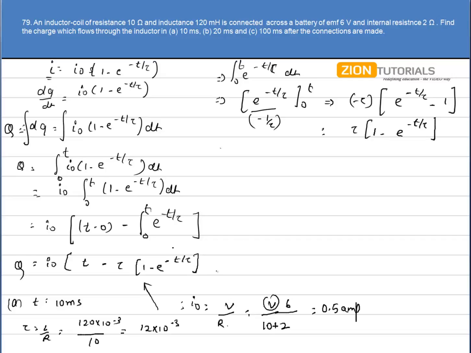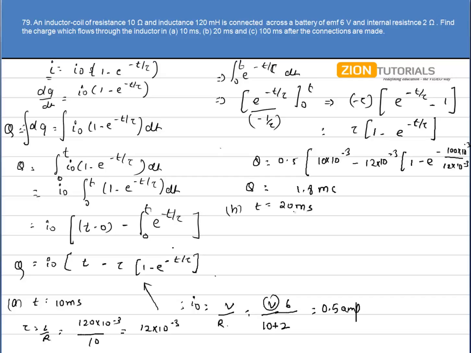Substituting all these values in this equation, I have Q as I naught, that is 0.5, into t, which is 10 millisecond, that is 10 into 10 to the power minus 3, minus tau, that is 12 into 10 to the power minus 3, into 1 minus e to the power minus 10 into 10 to the power minus 3 divided by tau, that is 12 into 10 to the power minus 3. On solving this equation, I get Q as 1.8 millicoulomb.